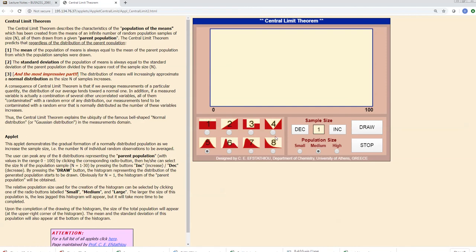Okay, then in the first row I have a bunch of weird distributions, right? This one is called uniform, okay, because it's all the same across all possible values, right?